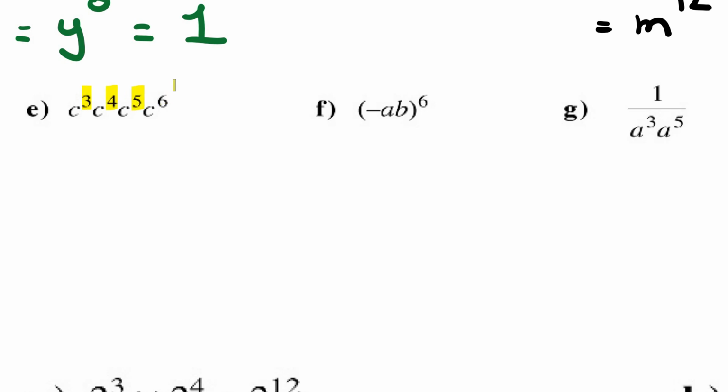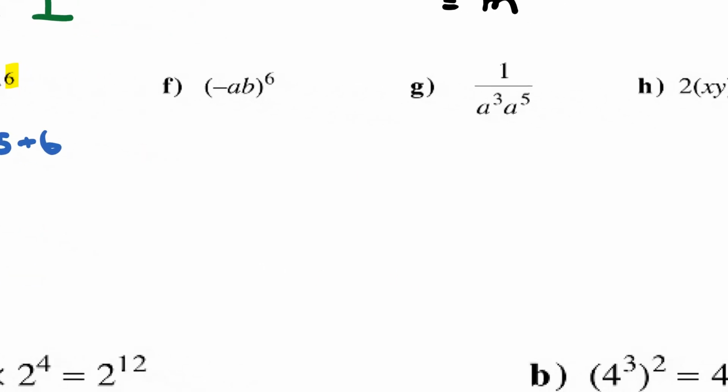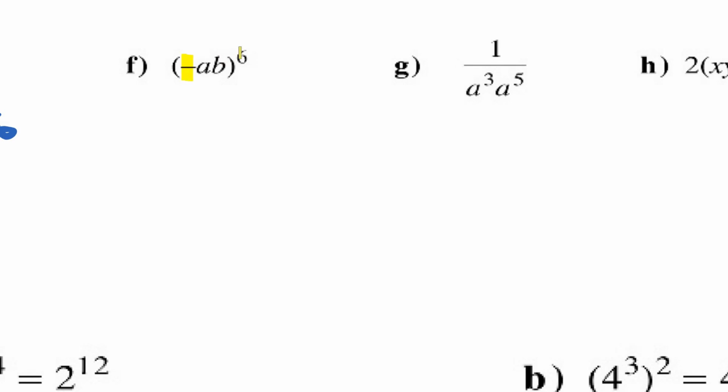If we're multiplying, if the bases are the same, we just add the numbers there. So 3 plus 4 plus 5 plus 6. So this will be c to the power of, is that c to the power of 18 there? Yeah, c to the power of 18.